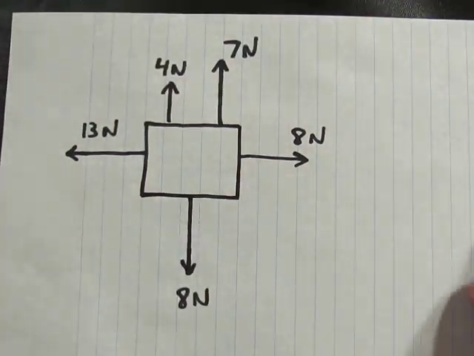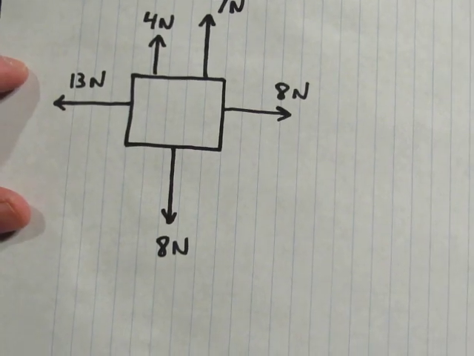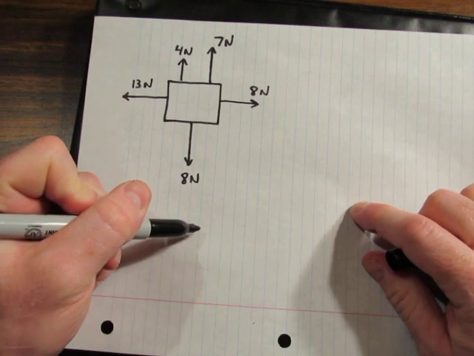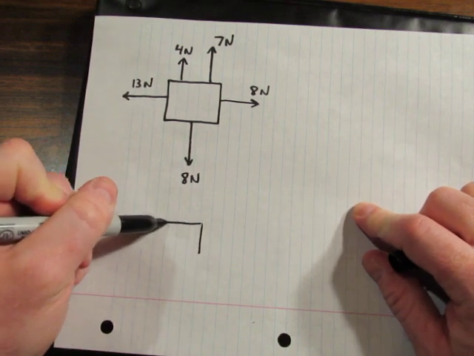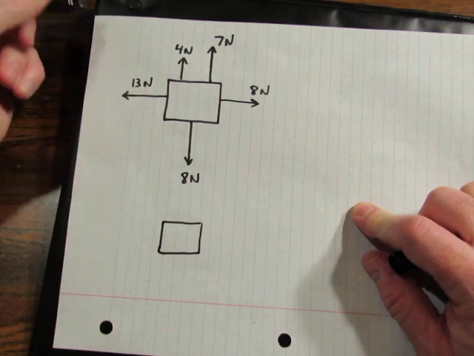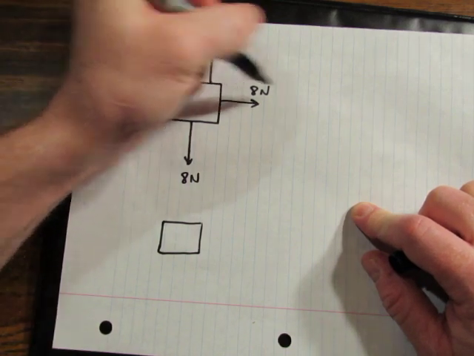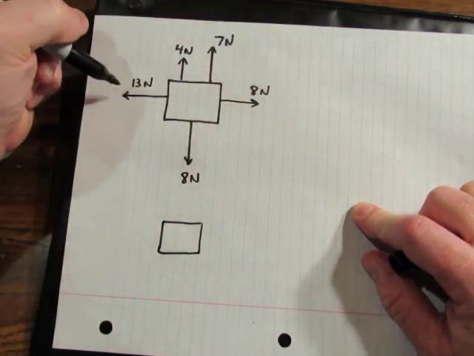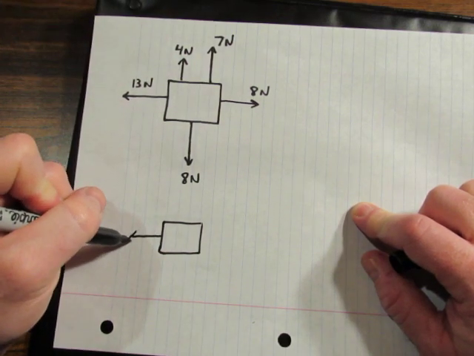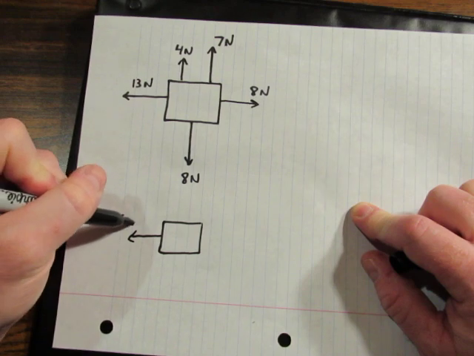So let's write that down. We're going to re-simplify this diagram and make a more simple version of it. And I'm just going to sketch it down here at the bottom. So in the left and right direction, 13 newtons to the left, 8 newtons to the right. If those were the only 2 vectors in this question, the answer would be 5 newtons to the left.